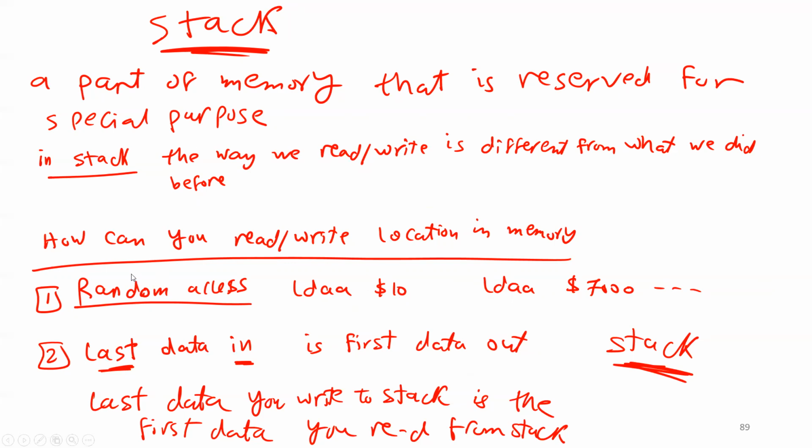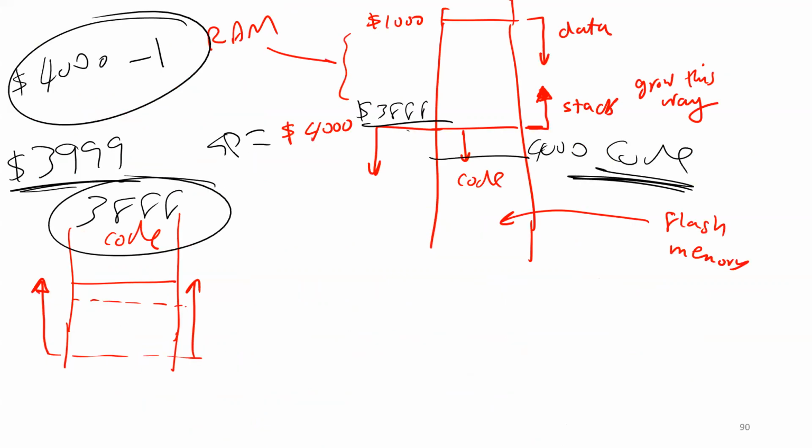But in case of a stack, because we have a specific way to read or write, you don't need to give me an address, okay? Because in a stack, the last data you write is actually the first data you are gonna read. So all you have to do is tell me write or read. And then again, I told you, I'm not gonna say write and read again. It's not the correct term. I have to say push, pull, okay?